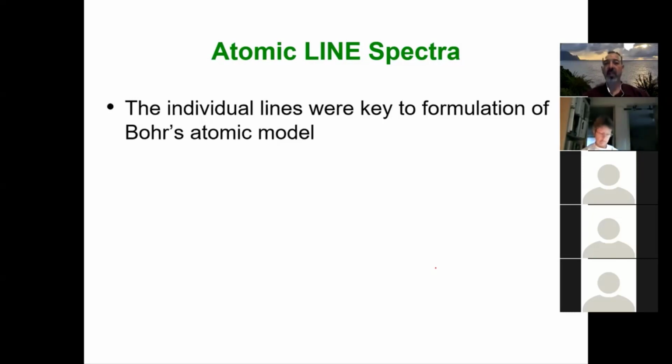The individual lines were key to Bohr's atomic model. We actually introduced Bohr's atomic model before. I think that was chapter 4 when we were talking about atomic theory, with Dalton's atomic theory, Thomson's plum pudding model, and Rutherford's nuclear model with the gold foil experiment. So now we're getting to Bohr.